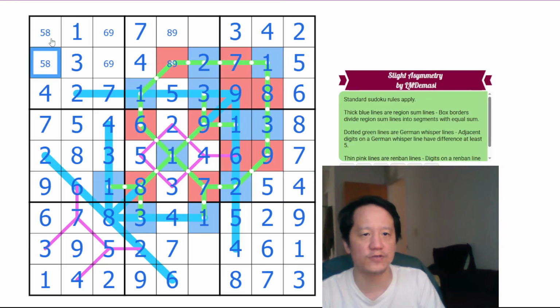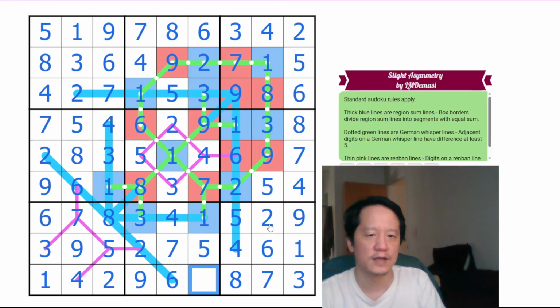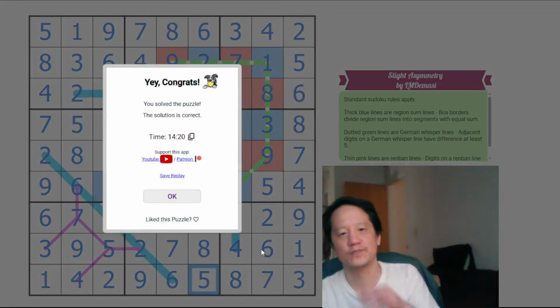5 eliminates 5 here, so it's 8 and 5. 8 eliminates 8 here, so it's 9 and 8. 9 eliminates 9 here, so it's 6 and 9, which leaves that as a 6, this as a 5, and this as a... Wait, that doesn't work. This is an 8, and this is a 5.